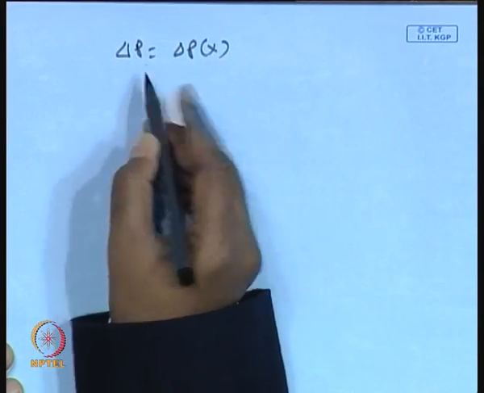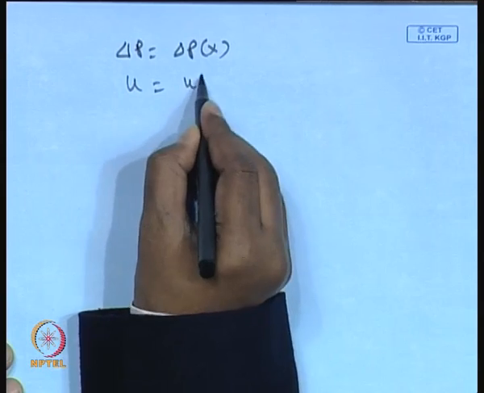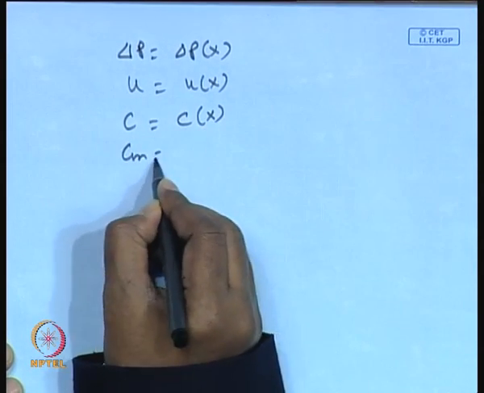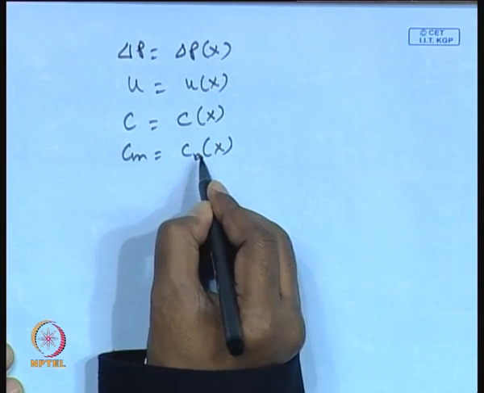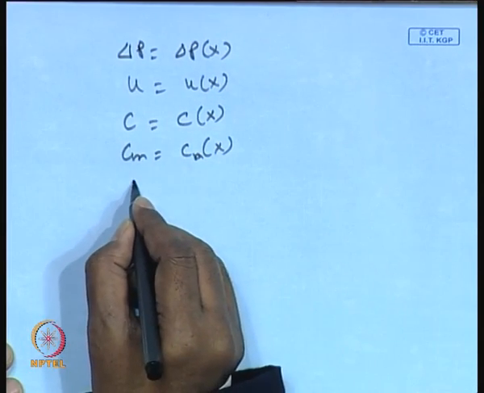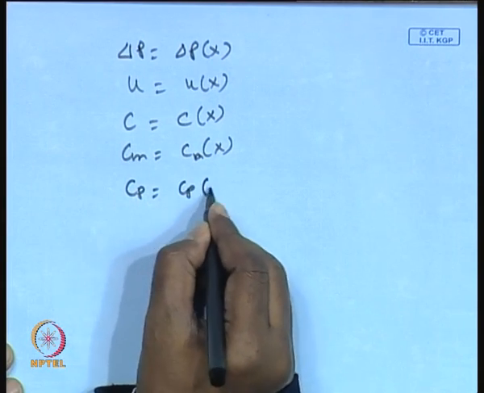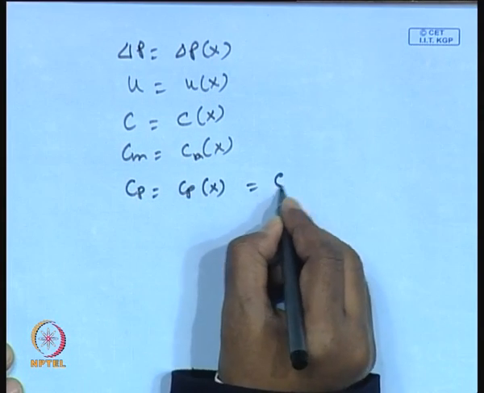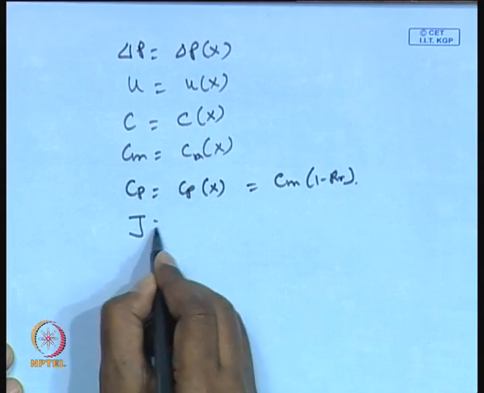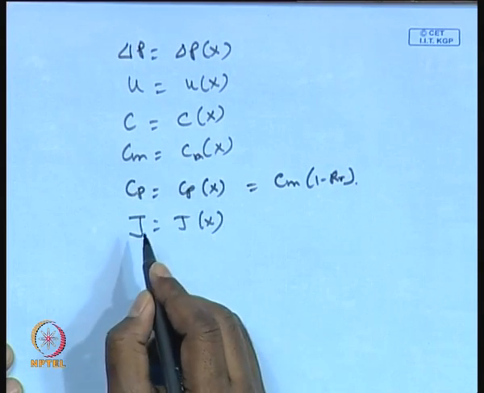So what is the output? The output will be delta p as a function of x, u as a function of x, c as a function of x, Cm as a function of x, because c and Cm are related by the algebraic equation, the mass transfer coefficient as a function of x, Cp as a function of x, because Cp is nothing but Cm into 1 minus real retention, and of course j as a function of x.